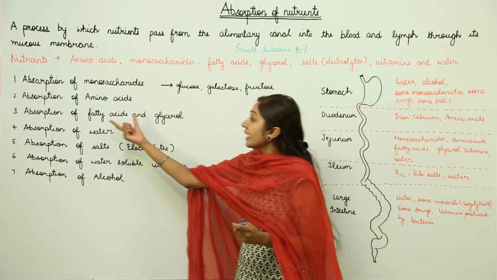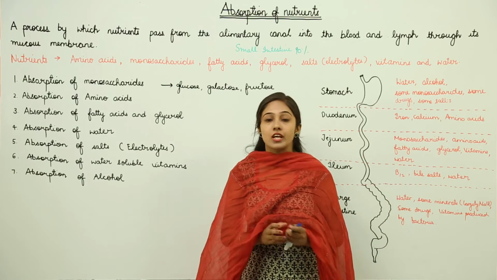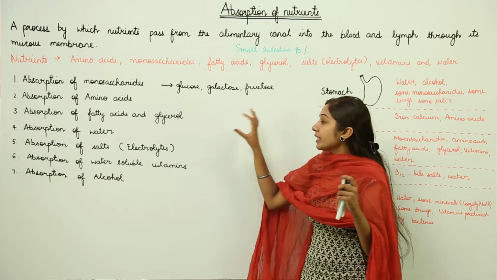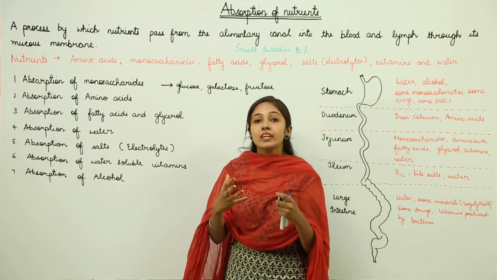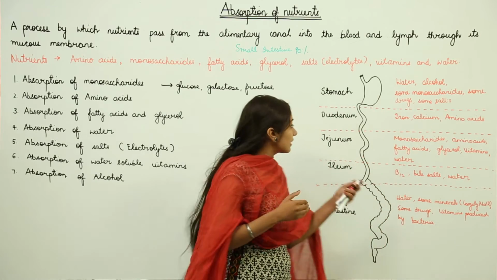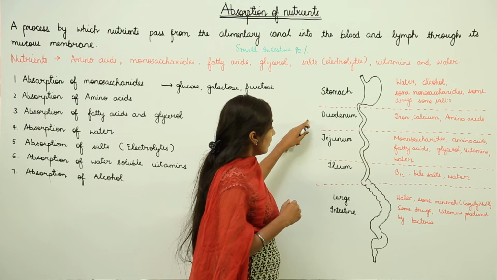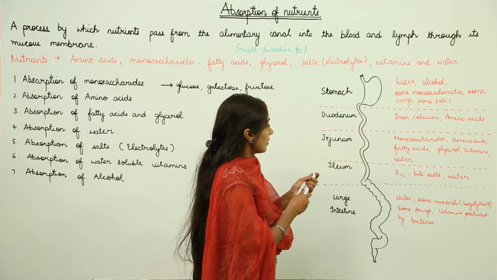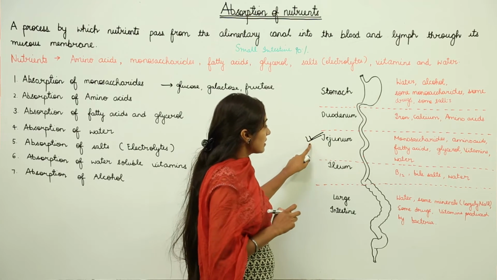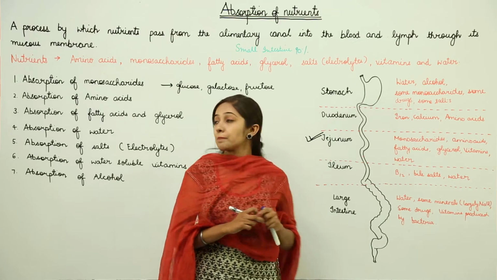Then moving on to the absorption of fatty acids and glycerol. When we talk about fatty acids and glycerol, you need to remember that they are insoluble in water. If they are insoluble in water, they need to make some structures that are easy to absorb, right. So if you talk about fatty acids and glycerol, just look at this diagram again. Here fatty acids and glycerol are absorbed in the jejunum part of the small intestine, right. You can see fatty acids and glycerol are absorbed in the jejunum part of the small intestine.